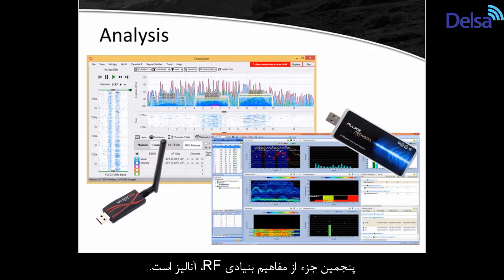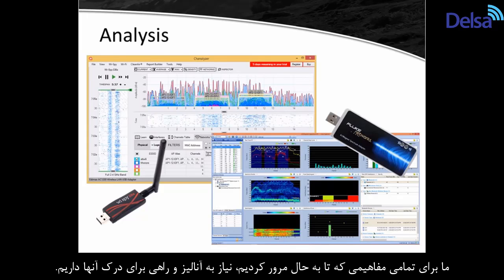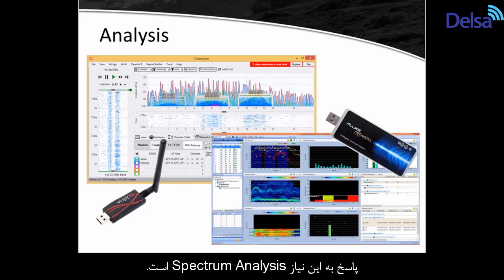And then the 5th of the 5 fundamentals of RF you must know for wireless LAN success is analysis. So all this other stuff we've talked about, channels, RF interference, RF measurements, all of these things, we need to understand, how do we look at it? How do we analyze it and see what's going on in our environment? Well, the answer to that at the pure RF level is something called spectrum analysis.